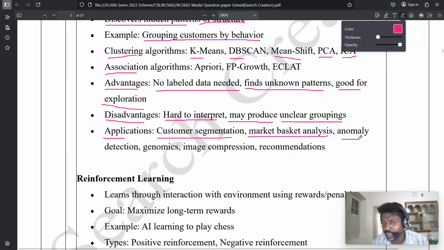And anomaly detection, which every business user uses. And genomics, these are the applications. And image compression, which every human being uses today, and recommendations. This is very mandatory in daily life, like BookMyShow and Netflix.